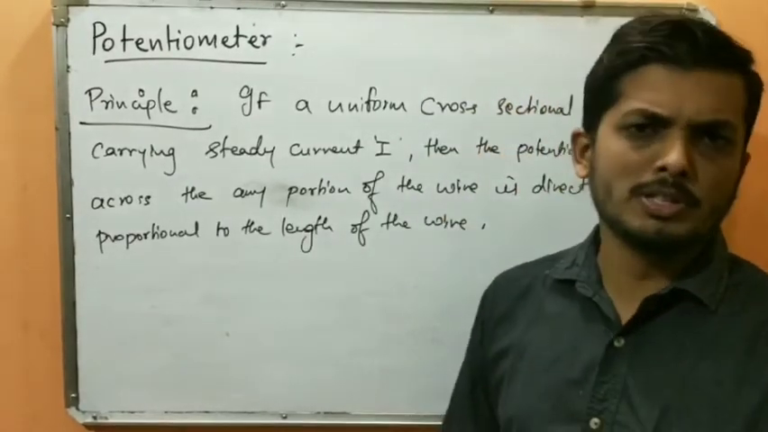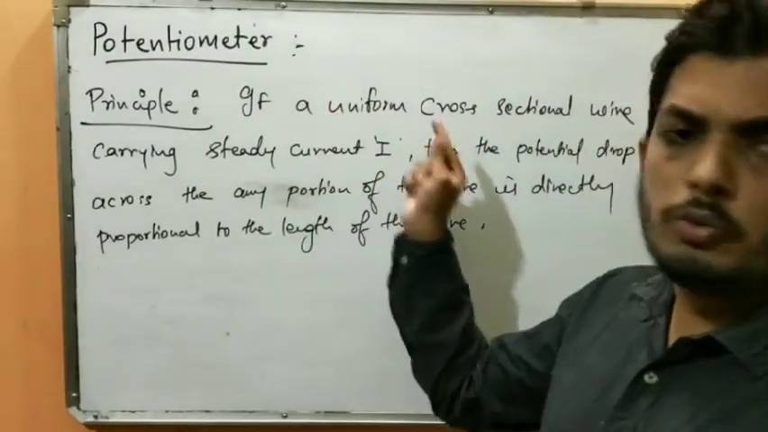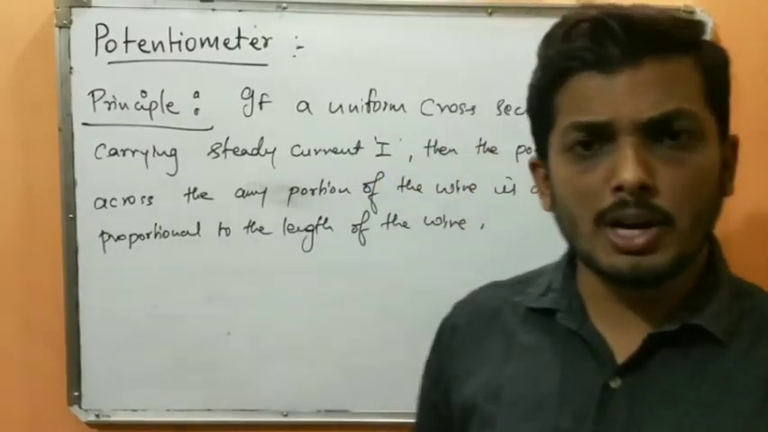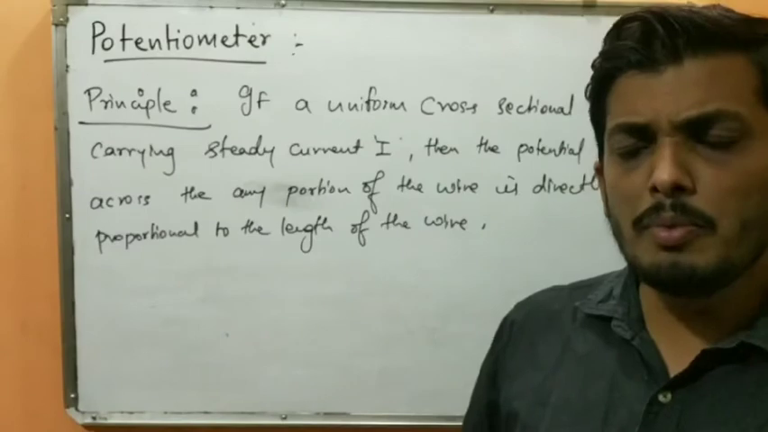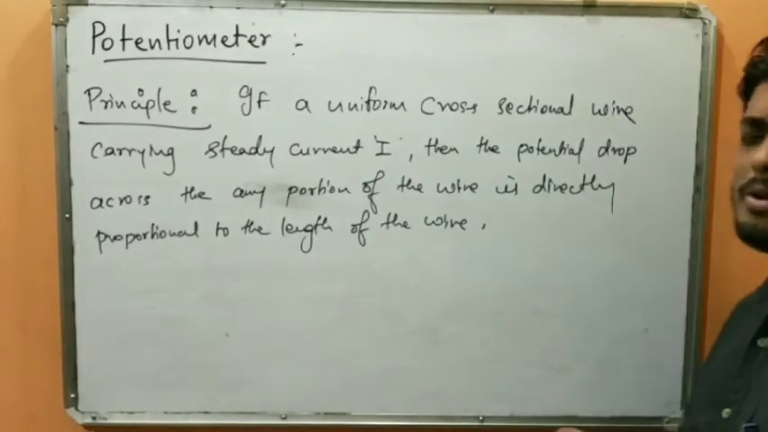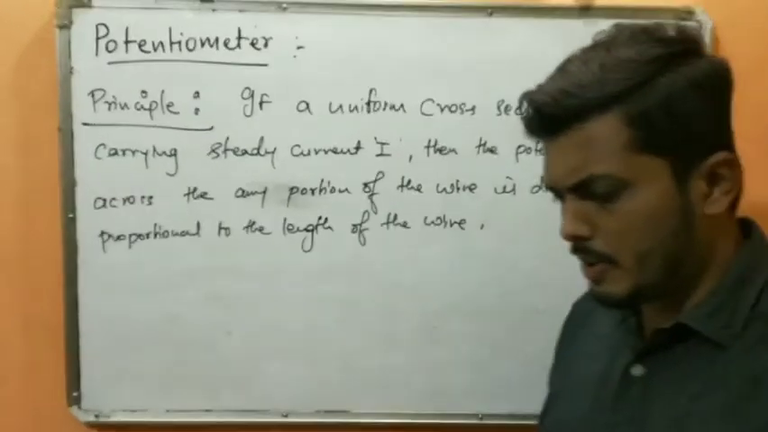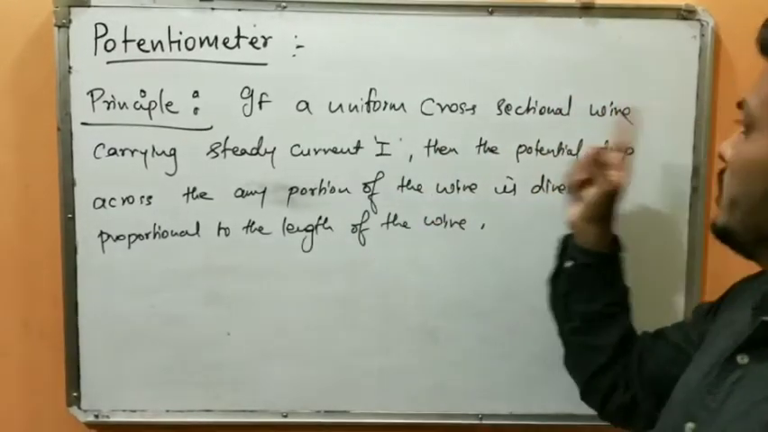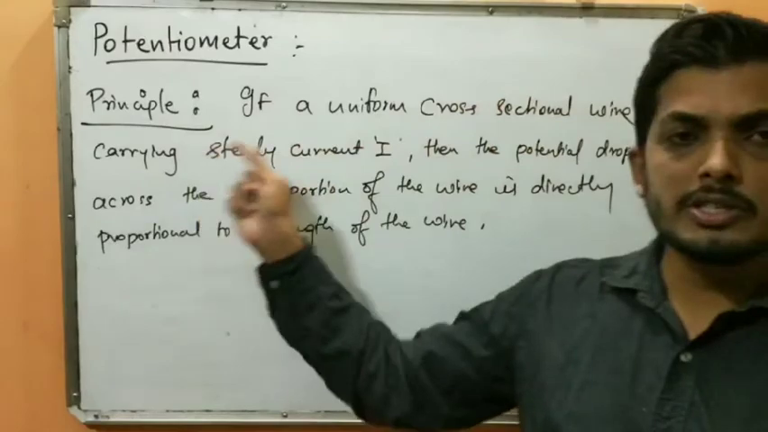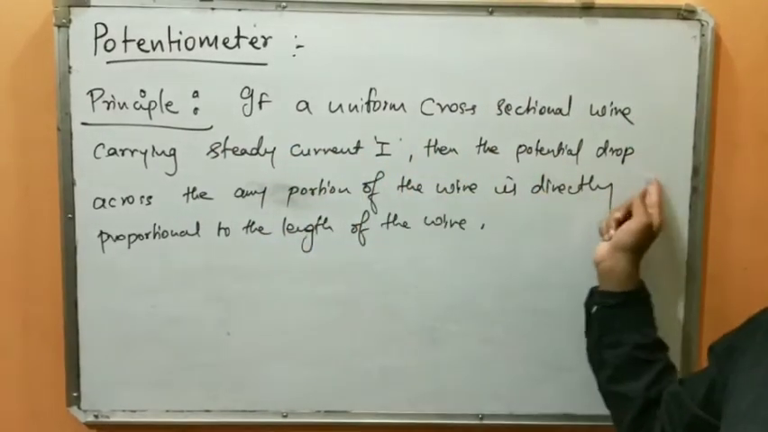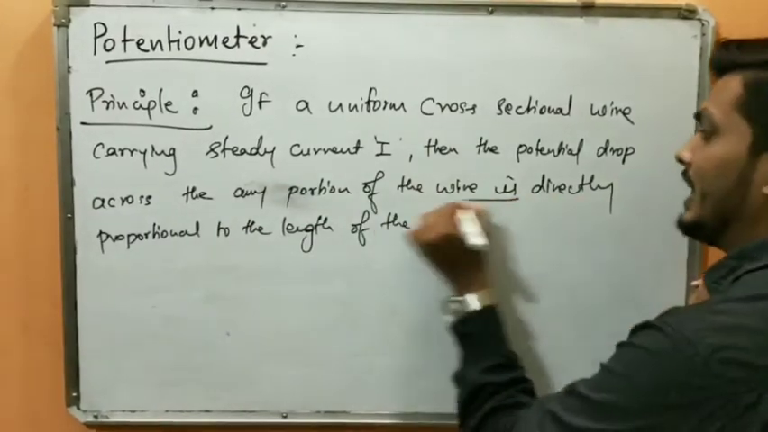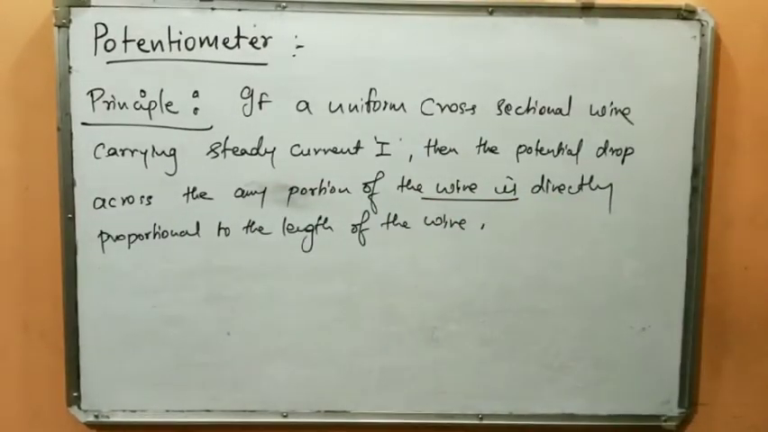So simple principle, what it states is, if a uniform cross-sectional wire, remember the wire which I took in the meter bridge, the same wire, maybe manganin or maybe constantan, because basically remember it should be an alloy, and I told you the conditions also. So if a uniform cross-sectional wire is carrying a steady current I, then the potential drop or the fall in the potential across any portion of the wire is directly proportional to the length of the wire.